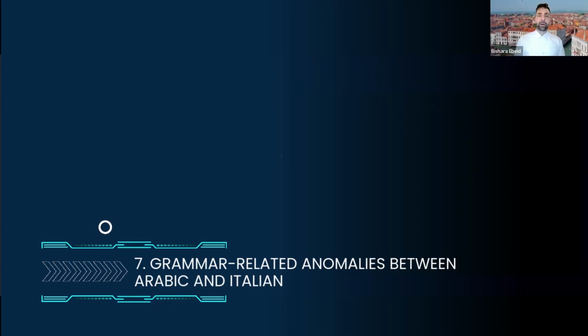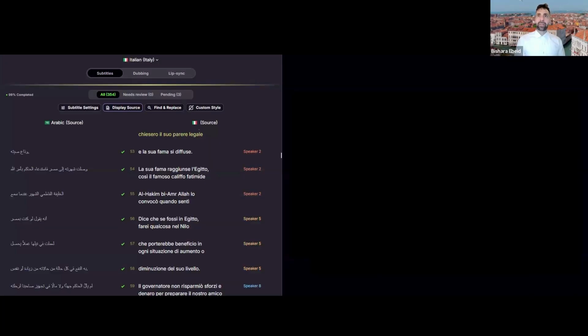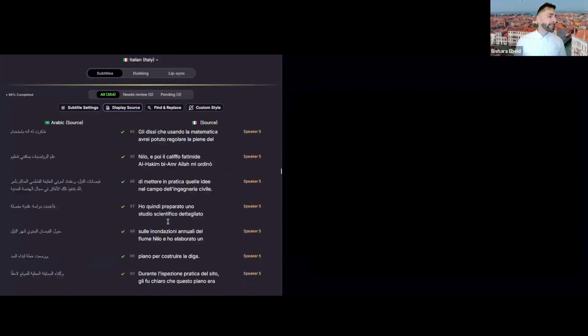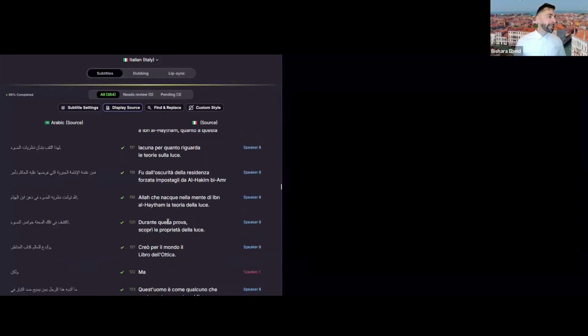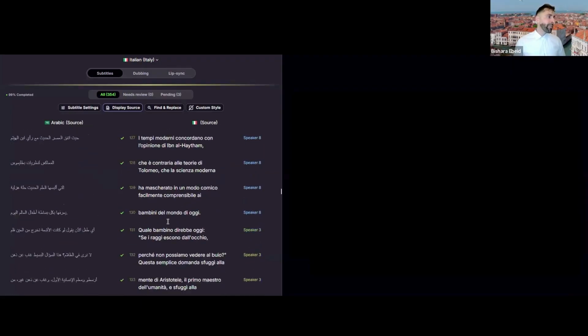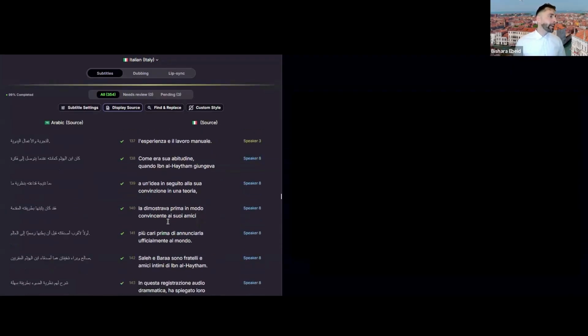I gave some examples in the transcription that were related to the use in the Arabic language of the dual forms. And I can give you here an example of wrong translation of these dual forms in the Italian translation. So if we go to numbers 156, 160, 180, we have in these three sentences the use of the dual form in the Arabic text.